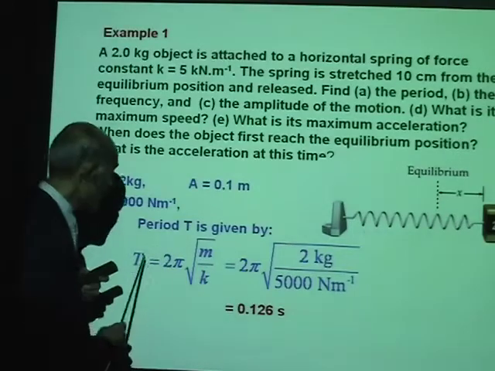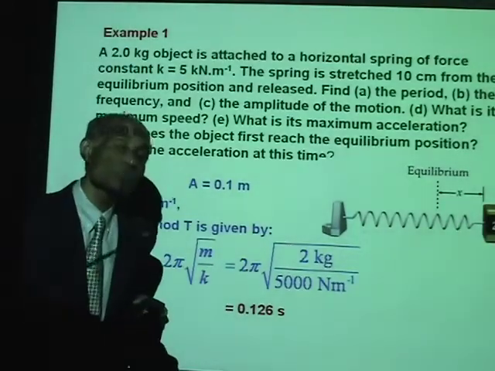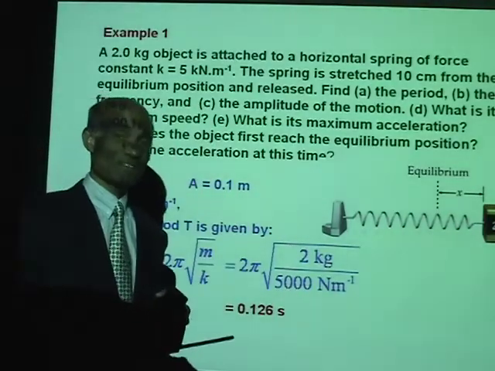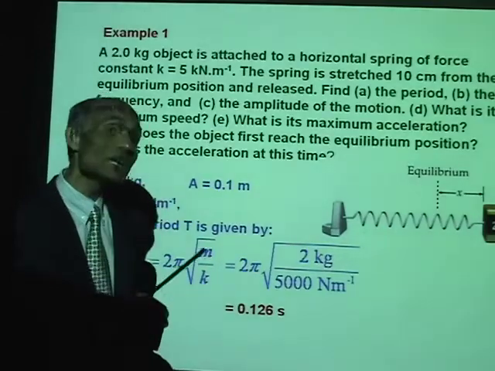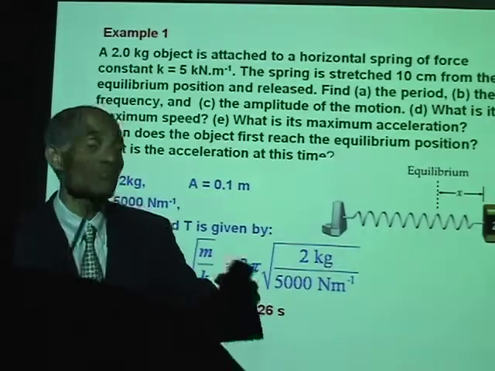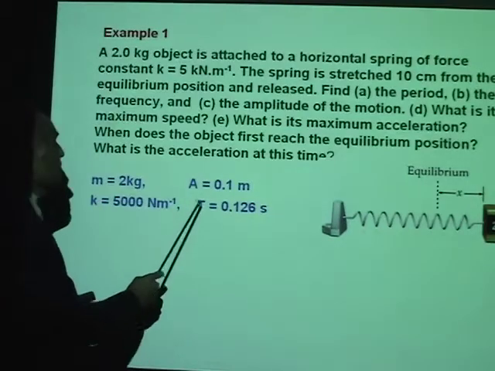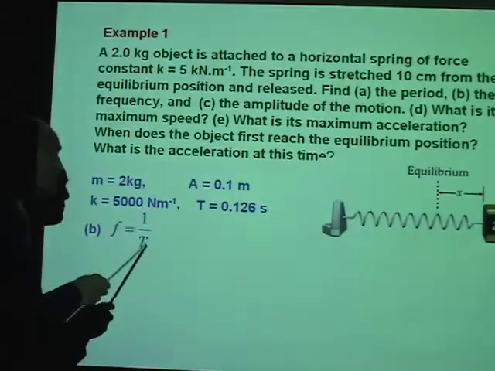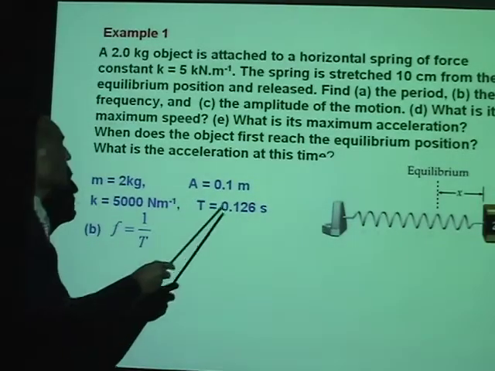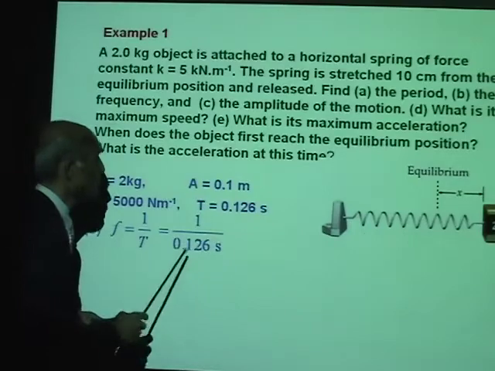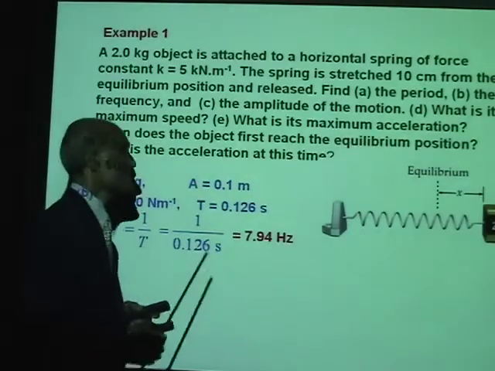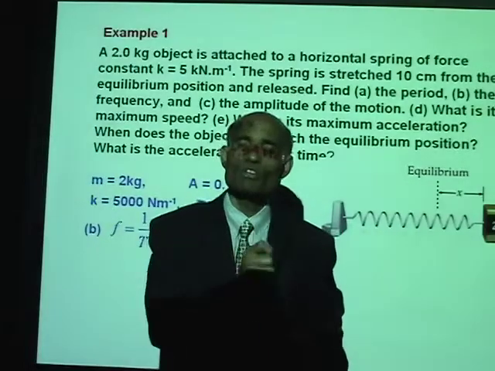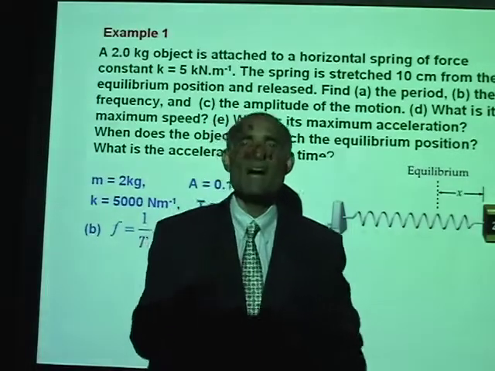All right. If you have the period, do you know how to find the frequency? What is the relation between period and frequency? Well, they are related in such a way that one is the reciprocal of the other. So we got the period as 0.126, and therefore the frequency is 1 over the period. That will be 1 over 0.126. That is 7.94 Hertz. It means the object will go back and forth 7.94 times a second.